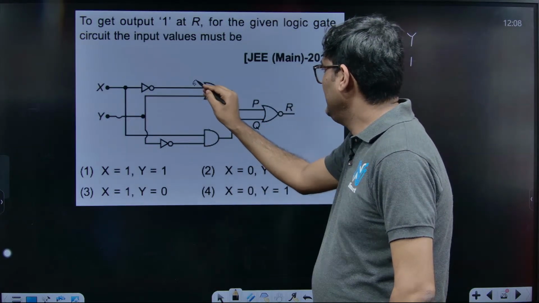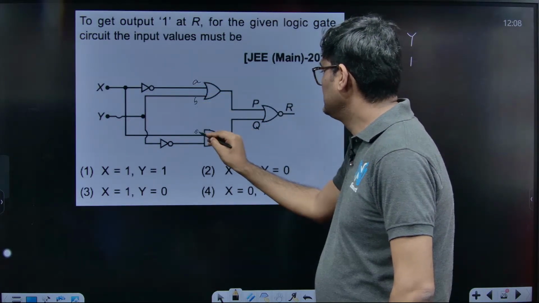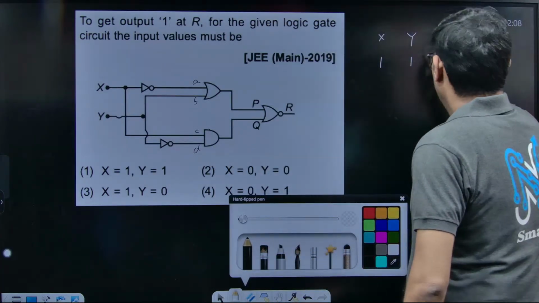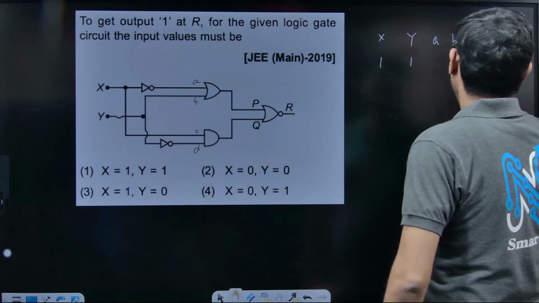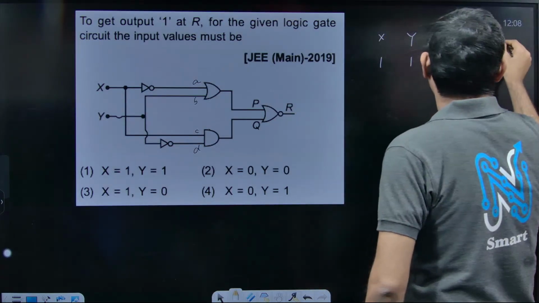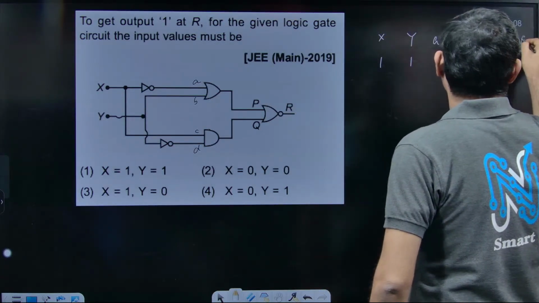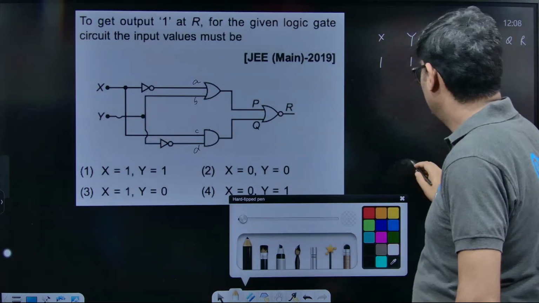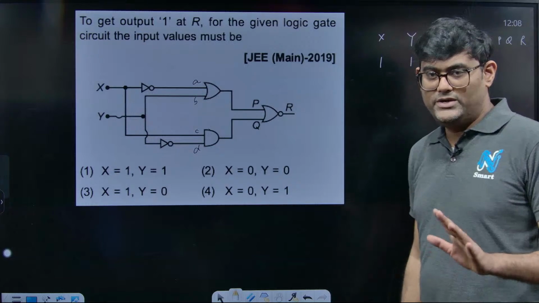Suppose this is A, this is B, this is C and this is D, and P, Q and R. So many variables are there, but it's easy to calculate. Just be patient with me.